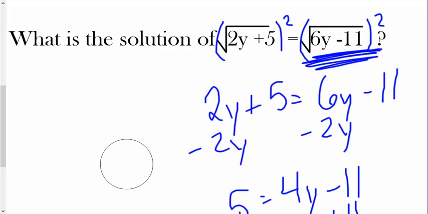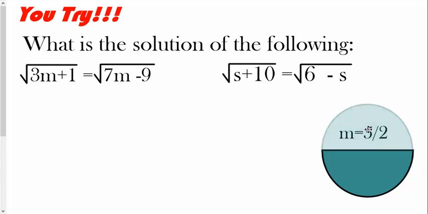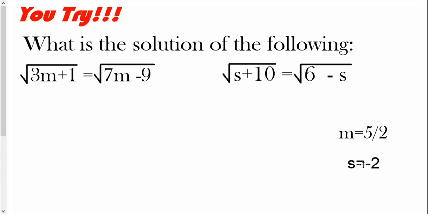Let us have you try these next two problems. Okay, pause the video here and try it out. When you're done, come back and see the answers. So by now you've had time to try to solve these, and you will have noticed that the first one says that m equals 5/2. The second one says s equals -2. If you got both of those solutions, move along, but if not, stick around, I'll explain.